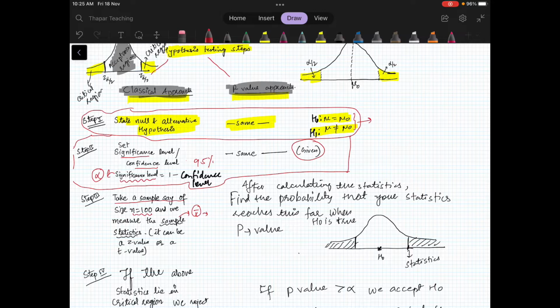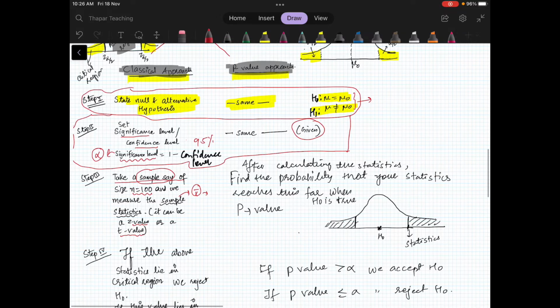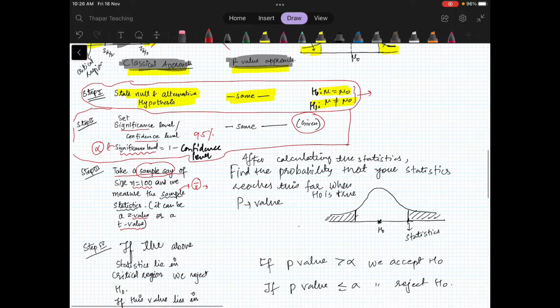For example, we have already seen that x bar minus mu over sigma by square root of n is a z distribution. If sigma is not given, then we will work with x bar minus mu over s upon square root of n, which is a t distribution. So basically you will get a t or z value for your sample. That is in your classical approach. Let me first finish the classical approach, because after this step the two approaches are different.